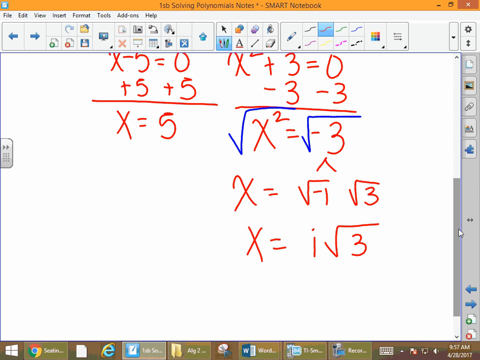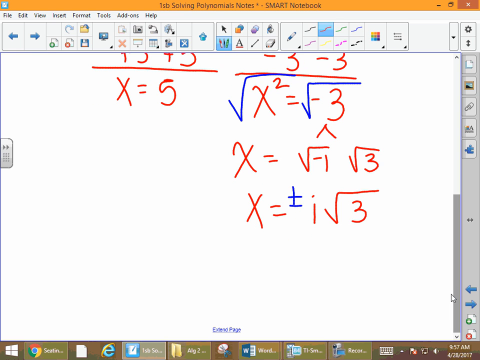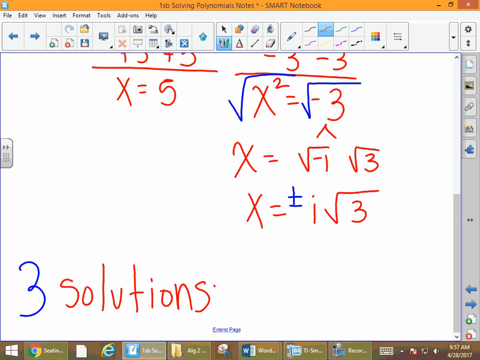One other thing that we need to notice. Positive times positive is positive. Negative times negative is also positive. This is plus or minus. And that's something that sometimes people forget. And if you can remember that a cubic has 3 solutions, here's what they are.